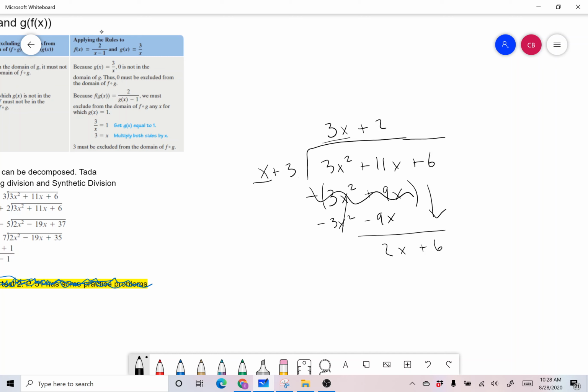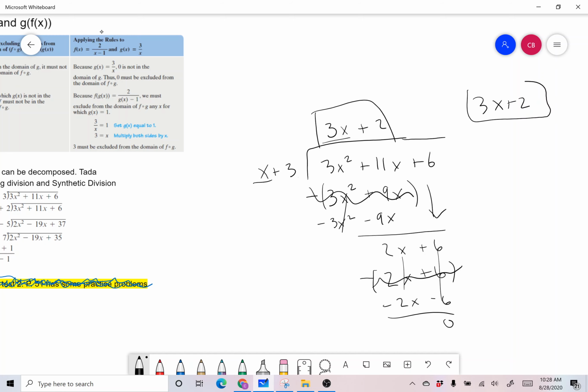And then we distribute the 2 to the x, that's 2x. We distribute the 2 to the 3, that's 6. And then we subtract, minus 2x minus 6. And cancel, cancel. This is 0, so this is your long division. This is 3x plus 2. That is your quotient.